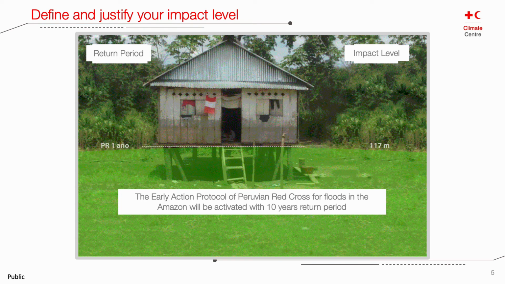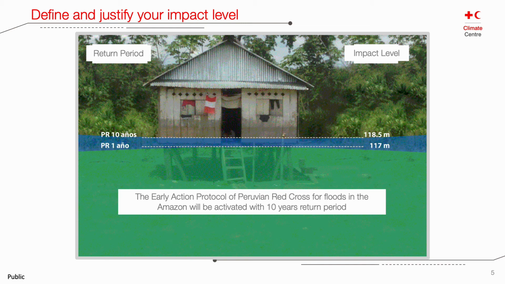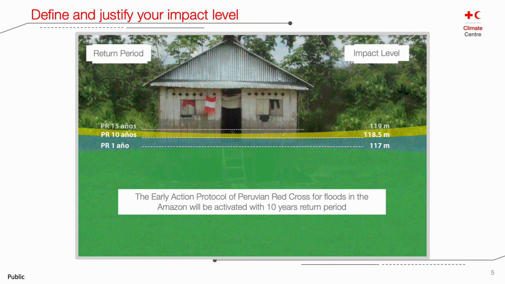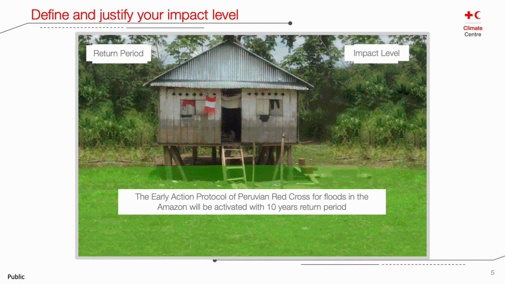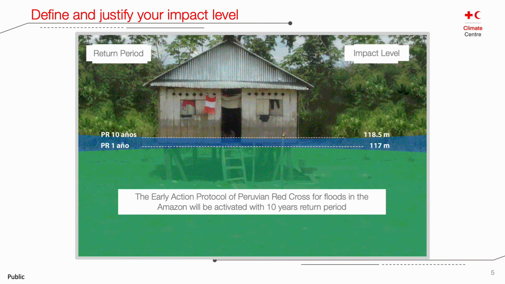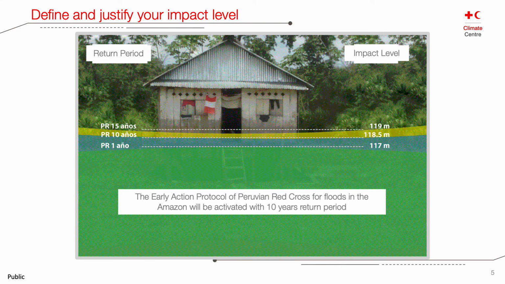Define and justify your impact level. Following the previous steps, we must determine the level of impact and the corresponding hazard magnitude at which your early action protocol should be triggered. In the early action protocol, you must explain how the impact level has been defined and provide information to demonstrate that the magnitude of the event corresponds to the impact level selected and has caused humanitarian impact in the past.